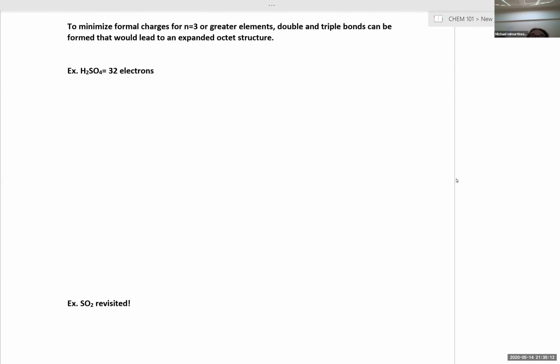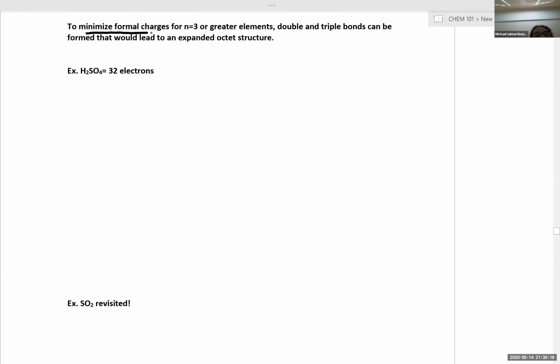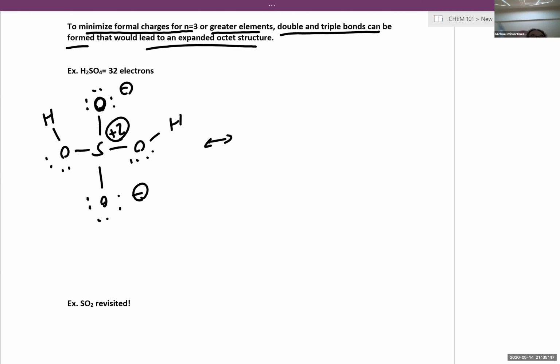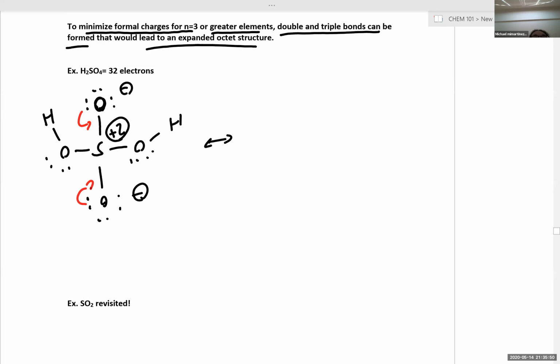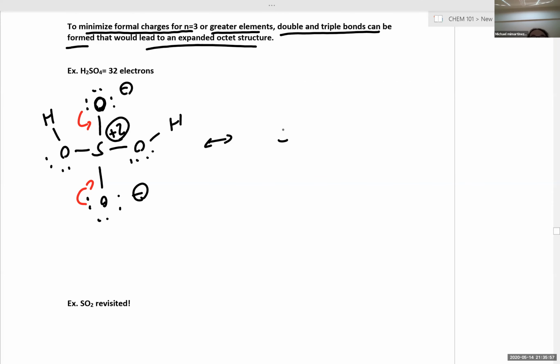So just to reiterate on our discussion, to minimize formal charges for n equals 3 or greater elements, double and triple bonds can be formed that would lead to an expanded octet. For example, for sulfuric acid, if you are in, for example, Chem 100, where expanded octets are not brought up substantially, you would draw the following structure for sulfuric acid. As you notice, the formal charges are quite large. And to minimize formal charges, we draw a structure that utilizes an expanded octet.